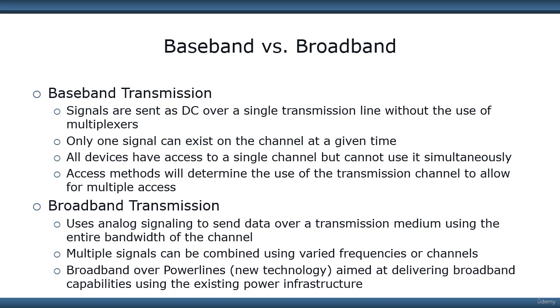Broadband, on the other hand, uses analog signaling to send data over a transmission media using the entire bandwidth of the channel. The multiple signals can be combined using different frequencies, I should say, or channels. Broadband over power lines is a new technology aimed at delivering broadband capabilities using the existing power infrastructure. Things like cable, DSL, those are considered to be broadband types of technologies.